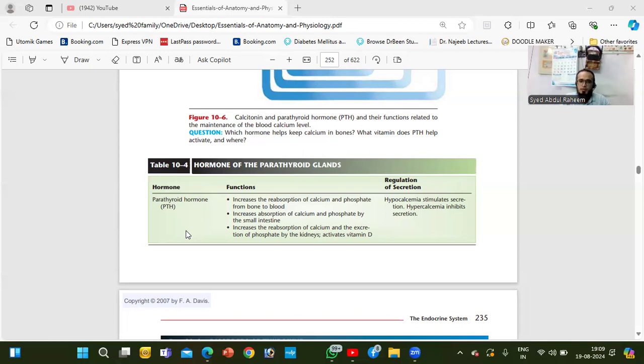And the phosphate. The second function is that it will increase the absorption of calcium and phosphate in the small intestine. If you eat any food that contains calcium and phosphate, then the parathyroid hormone goes to the small intestine. When does this happen? When the calcium levels are decreased in the blood, the parathyroid glands are activated. It will go to the small intestine and absorb the calcium and phosphate.